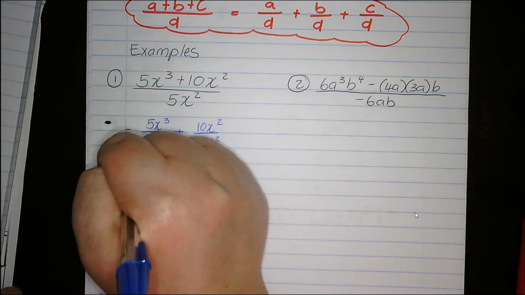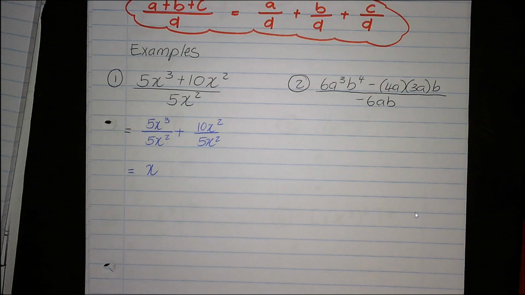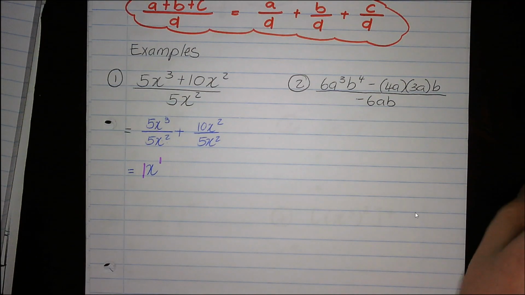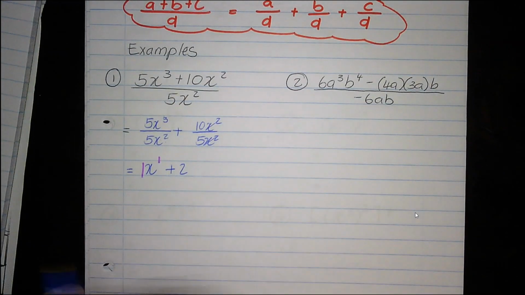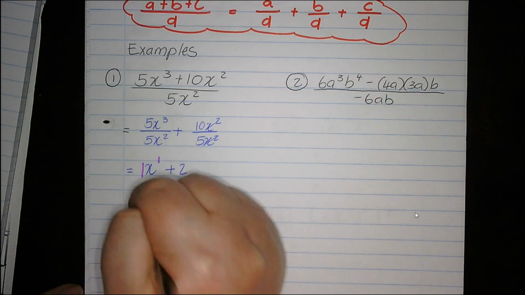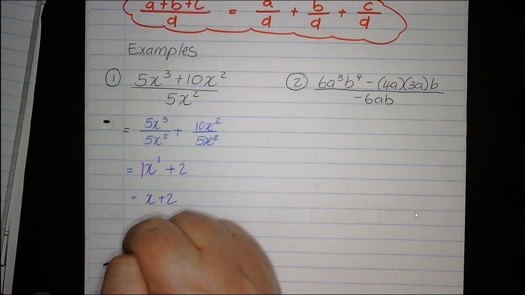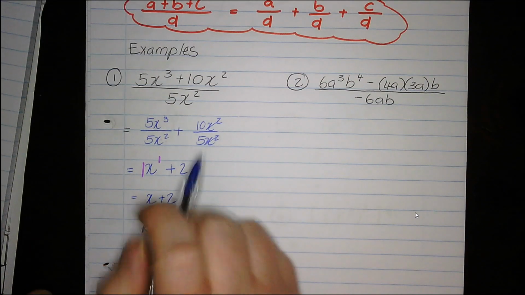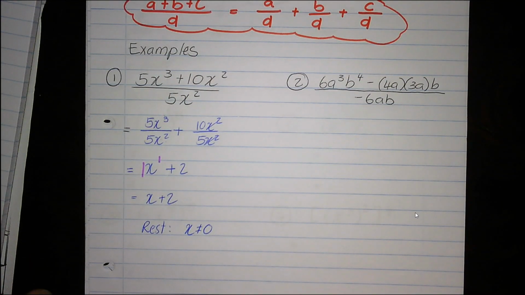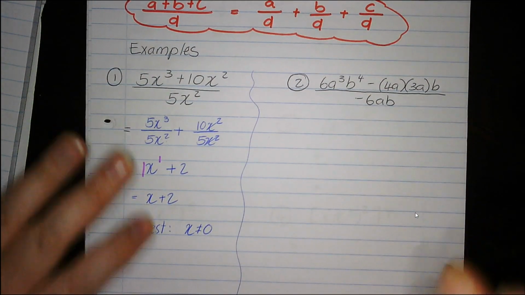5 divided by 5 gives us 1. Between the x's, the top one is bigger by 1. So if you write the invisible 1 and the invisible 1, that's fine, but you don't have to. Alright, and then 10 divided by 5 is 2, and x squared and x squared cancel each other out. So that's our final answer. I would write this as x plus 2, but you can leave it with the invisible ones. Alright, and then you're going to say our restriction is that x is not allowed to be 0 because it was in the denominator.